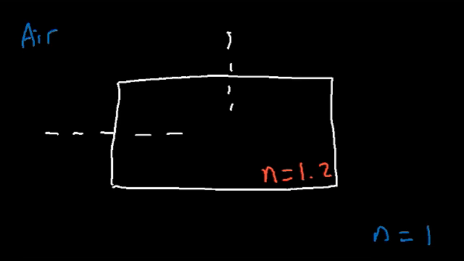Let's try another problem. Let's say that this is a block of material and the index of refraction is 1.2. And outside we have air, which has an index of refraction of 1. Now let's say light strikes this boundary at an 80-degree angle, and then it refracts into the material, and then it escapes back out into air.